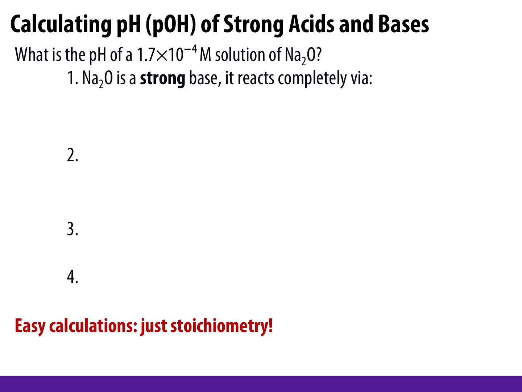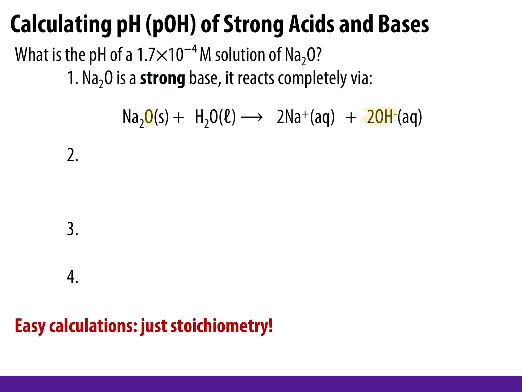A strong base is going to work in the same way, where we just need to use stoichiometry to get the pH. So let's look at 1.7 times 10 to the minus 4 molar Na2O. Since it's a strong base, it will react completely. Now this is that slightly trickier version where each of those O ions reacts with a single water molecule to make two OH minus ions. So the final balanced reaction is Na2O plus water goes to 2 Na plus and 2 OH minus ions, where the key fact to remember is each oxygen here is going to make 2 OH minus ions in solution.